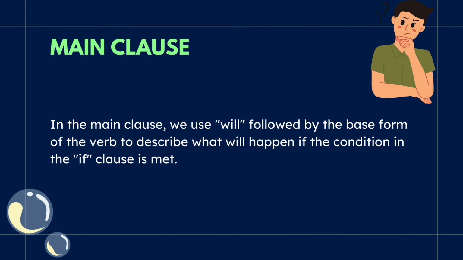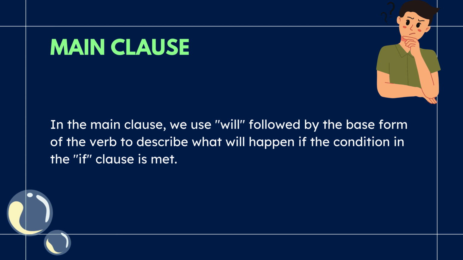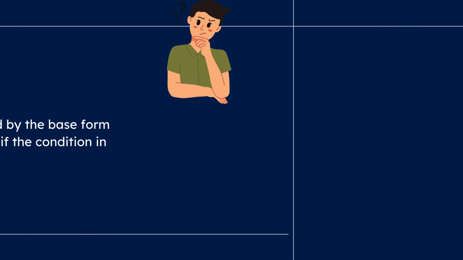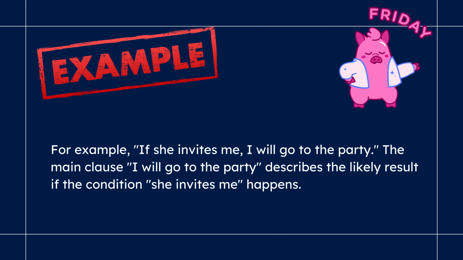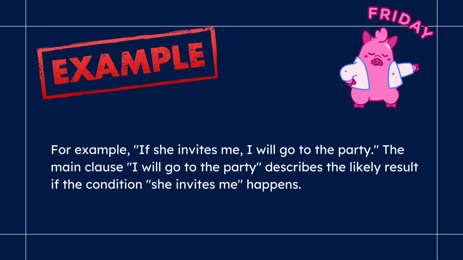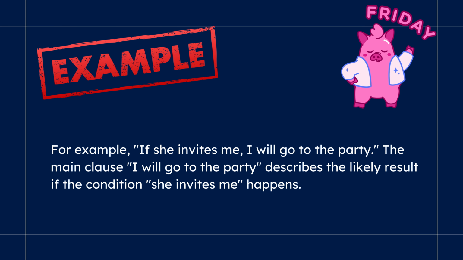In the main clause, we use will, followed by the base form of the verb to describe what will happen if the condition in the if clause is met. For example, if she invites me, I will go to the party. The main clause, I will go to the party, describes the likely result if the condition she invites me happens.